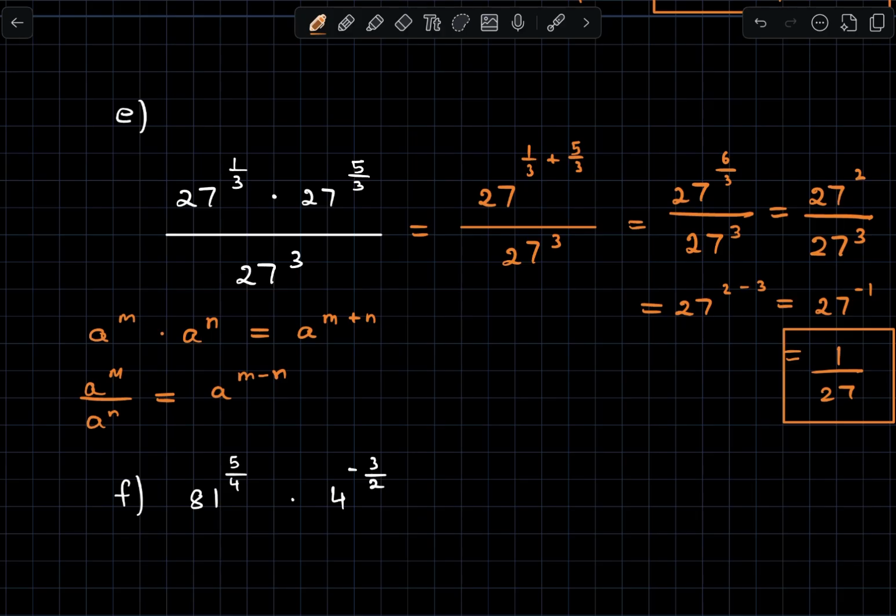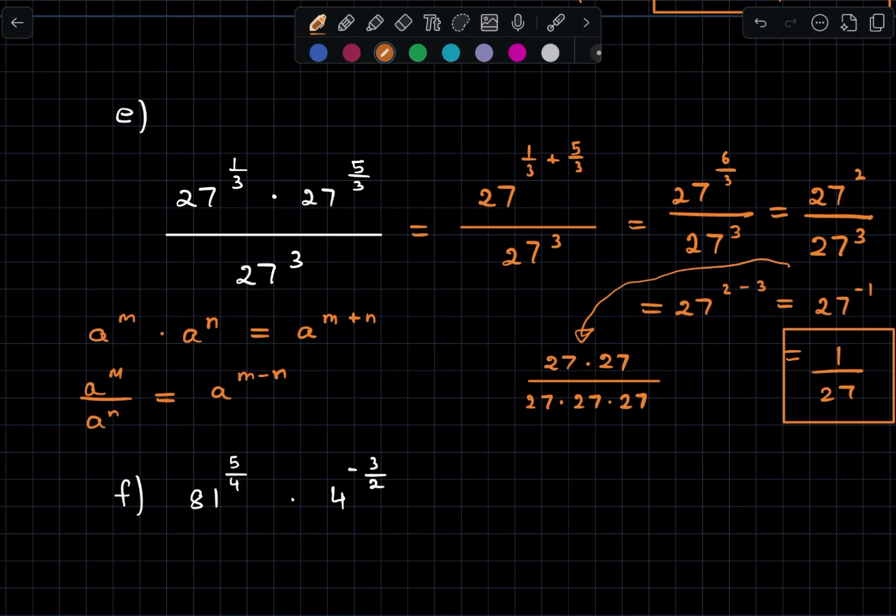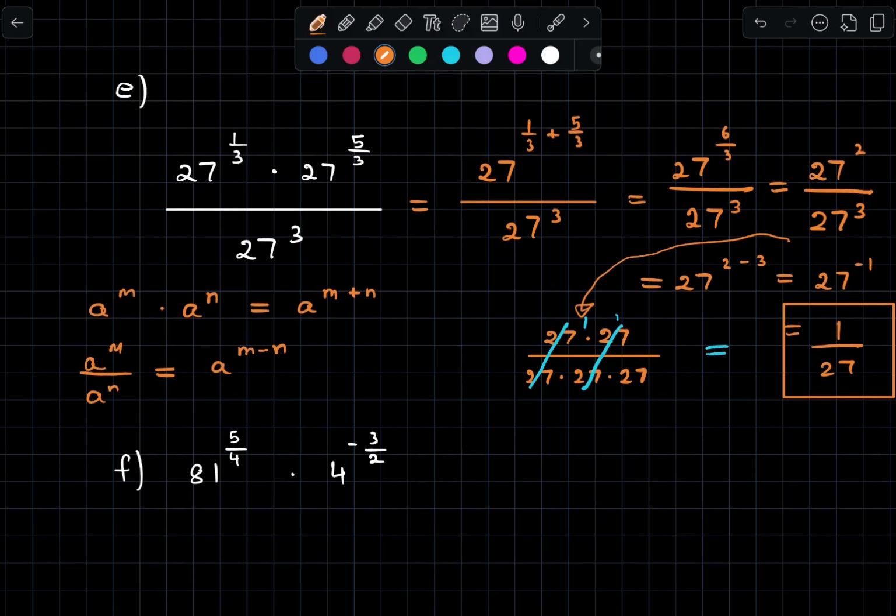Another way you could have looked at this is you could have come from here, this 27 to the second over 27 to the third. 27 to the second is just 27 times 27. On the bottom, you have 27 multiplied by itself. And if you really wanted to, well, you can just cross these out, right? These just become ones. So you would see you're also just left with 1 over 27 in that case. Either way works.